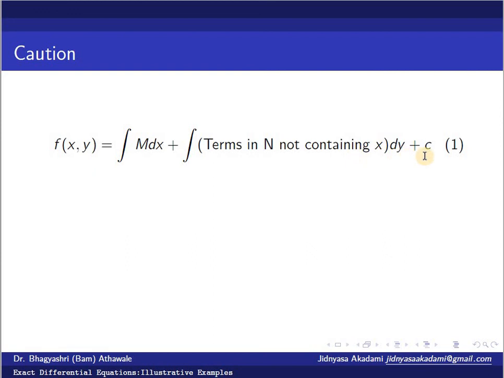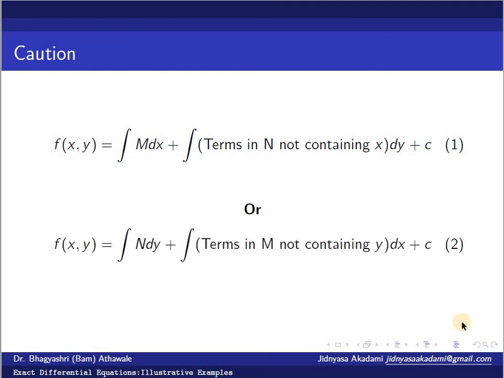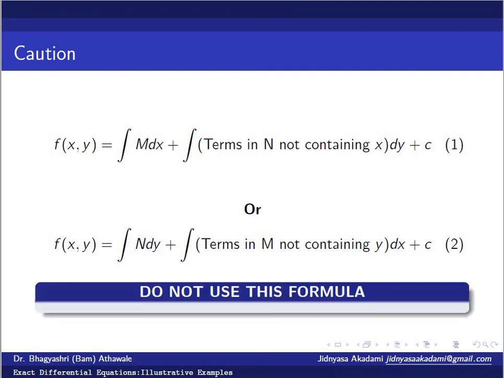This formula is given in many books, no doubt, but don't use this formula. Not only this formula, but its other version also. That means integration of n with respect to y plus the terms in m which don't contain y, integrated with respect to x, plus c. For both these formulae, don't use these. Why? I will explain with one example, but the basic thing is it is not applicable everywhere.